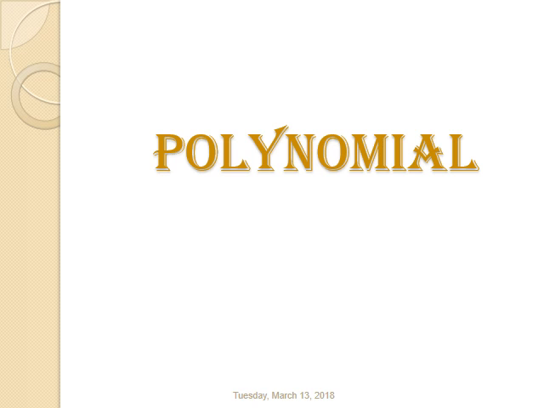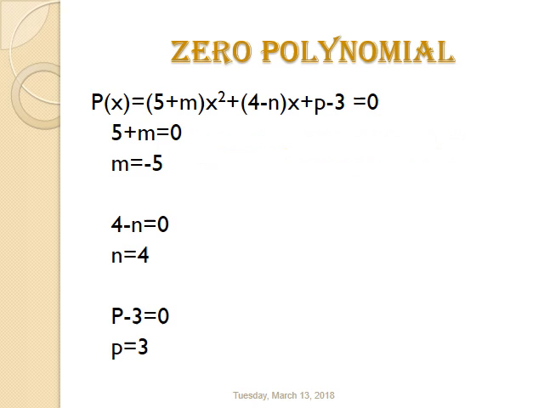Now, polynomial. Zero polynomial. Let P of x equal (5 plus m) x squared plus (4 minus n) x plus (p minus 3) equals 0, identical to 0. So, each coefficient is equal to 0: 5 plus m equals 0, 4 minus n equals 0, and p minus 3 equals 0.